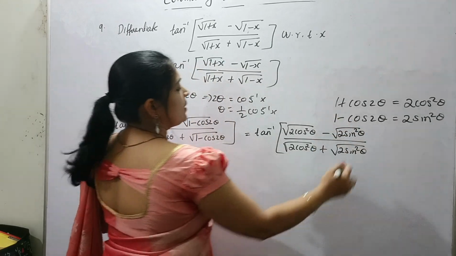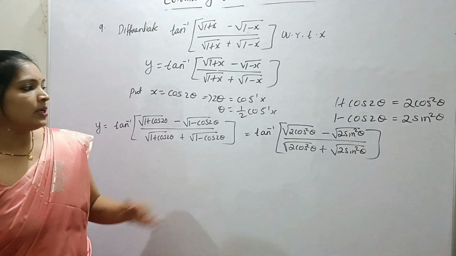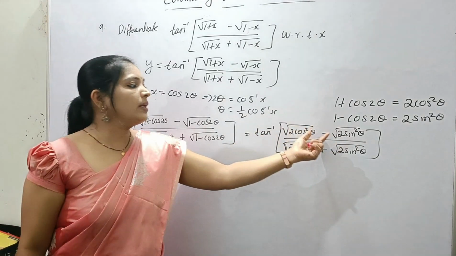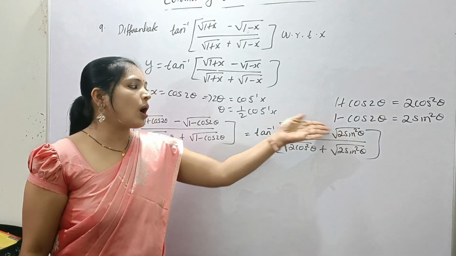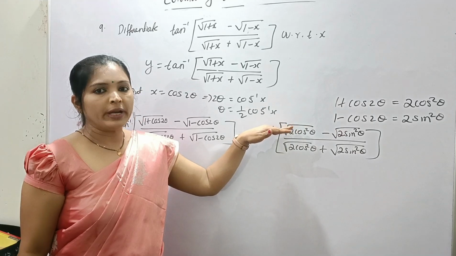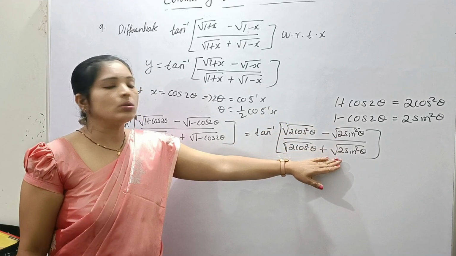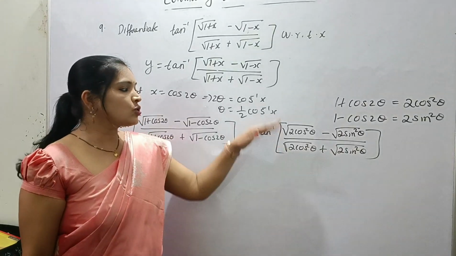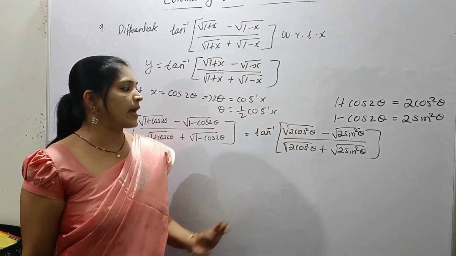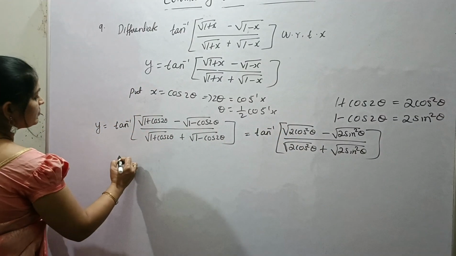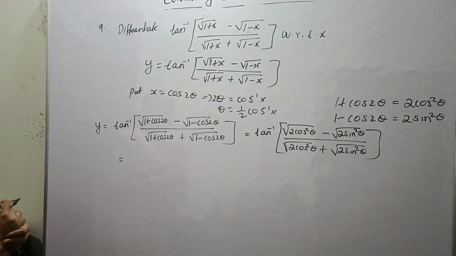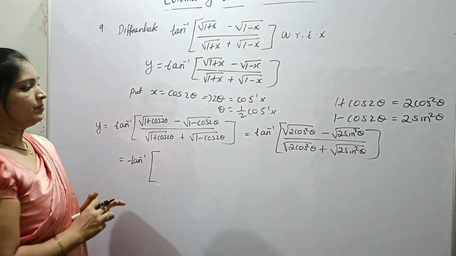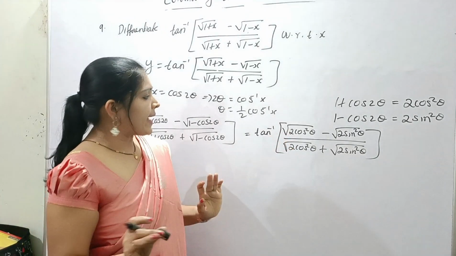square theta. Okay. See, root 2 is common in all terms, right? So we can take root 2 outside from numerator and root 2 outside from these two terms in denominator. So it will be cancelled. Okay, root 2 is cancelled. Then here tan inverse of, root 2 is cancelled, right?